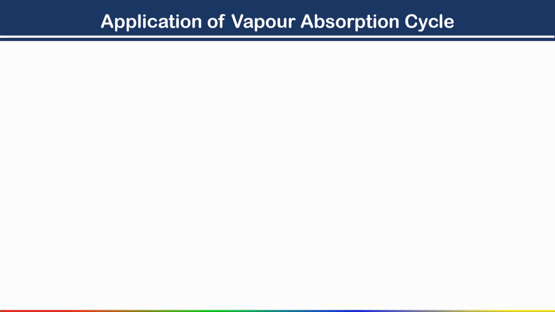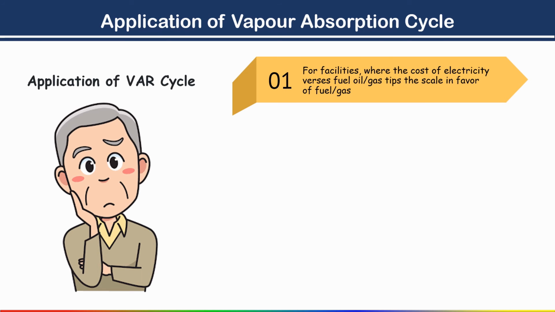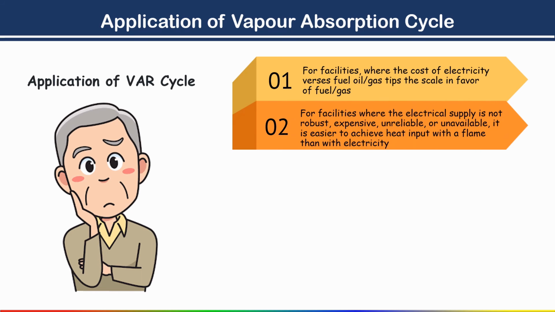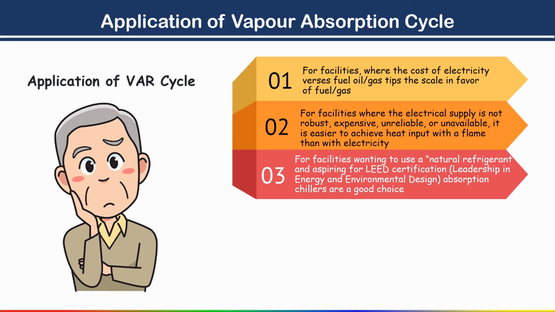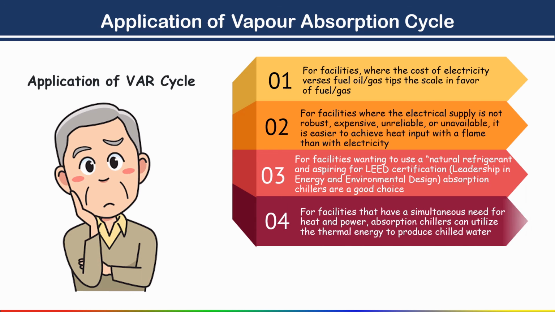Now the applications of the vapor absorption refrigeration cycle are given here. First, for facilities where the cost of electricity versus fuel, oil or gas tips the scale in favor of fuel or gas. Simply, where the cost of electricity is high compared to fuel, there you can use this. Second, for facilities where the electrical supply is not robust, is expensive, unreliable or unavailable, it is easier to achieve heat input with a flame than with electricity. Then you can use this cycle for facilities wanting to use a natural refrigerant and aspiring for LEED certification. Then for facilities that have a simultaneous need for heat and power, an absorption chiller can utilize the thermal energy to produce chilled water.